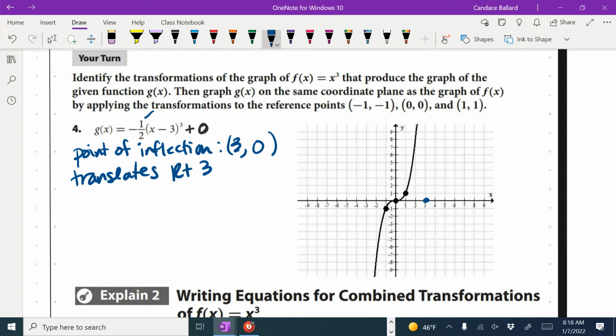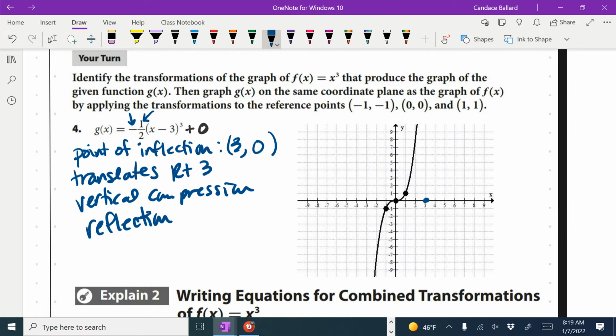What does the 1/2 do? Is it stretch it or compress it? Compresses it. So we have a vertical compression. Okay. Now, what does the negative do? That was the new thing that got thrown in there. That's a reflection, right? So we would say reflection. And I'm not worried about the x and y. We're just going to say reflection.